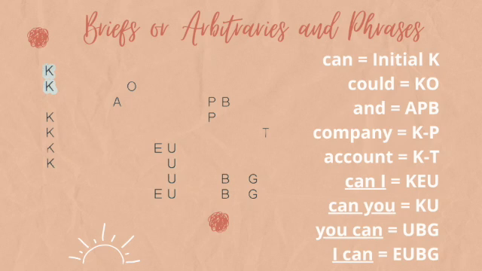And then we have here briefs or arbitraries and phrases. So we have can, initial K; could, initial K, vowel O; and, initial A, rather vowel A, final N; company, initial K, final P; account, initial K, final T; can I, initial K, and then vowel I; can you, initial K, vowel U; you can, vowel U, final K; and I can, vowel I, final K.